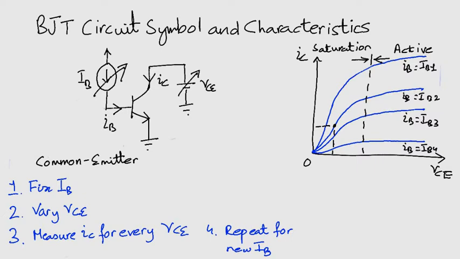Notice this point on the graph, IB equals IB2. Its coordinates are given by VCE sat and IC sat. This is not the point at the boundary between saturation and active. It is just a point that we have chosen in the saturation region.